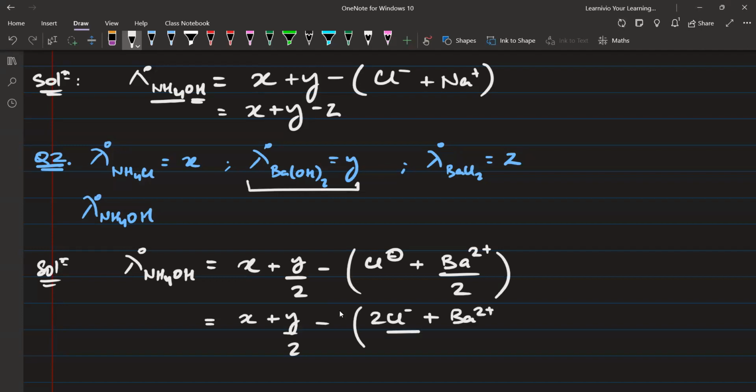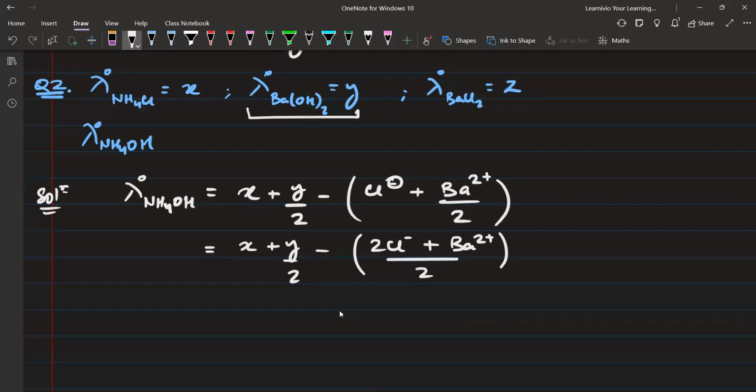Ba 2 positive divided by 2. And what you can see from here is X plus Y by 2 minus Ba and 2 chlorine. This is going to be Z divided by 2. Understand this properly.